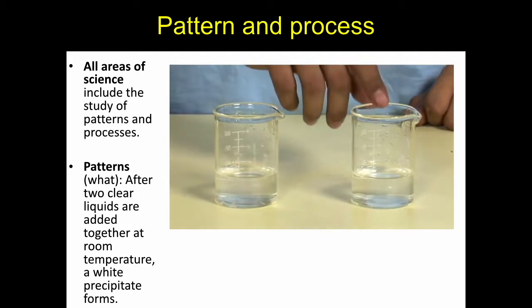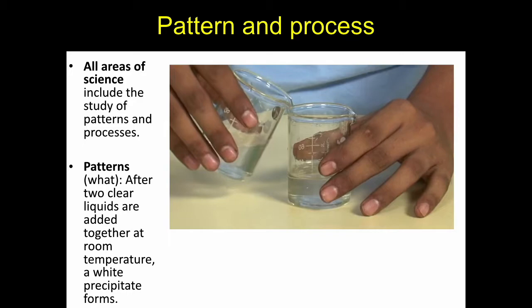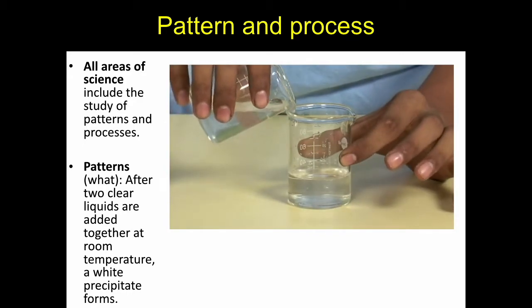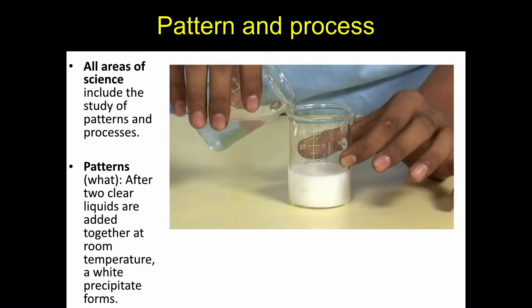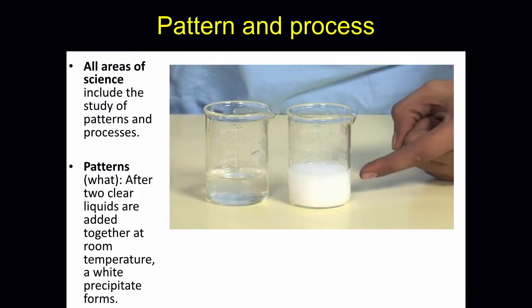So pattern and process are very common in science. Let's look at a particular example. We could combine two clear liquids, and when we observe the combination, we see that a white precipitate forms at the bottom. Well, we know that the two liquids came together and a white precipitate formed. That's clearly observable. But why did this happen? What caused this particular reaction? A pattern is simply describing the observable events.